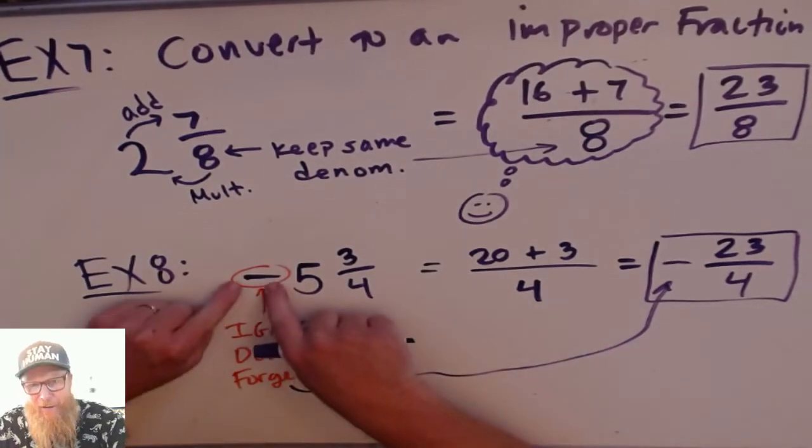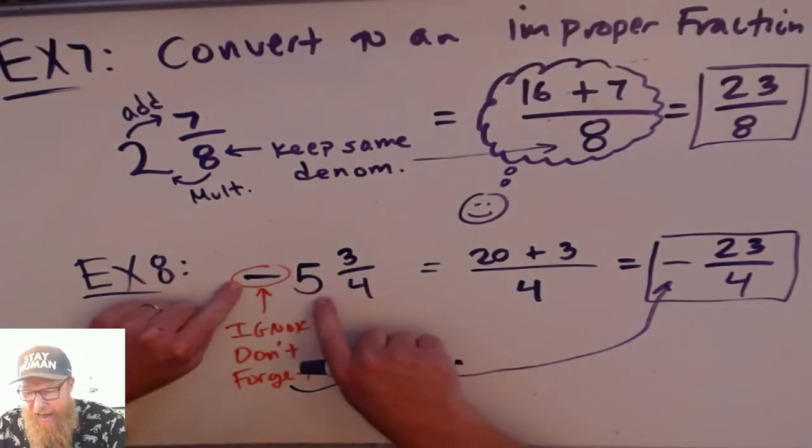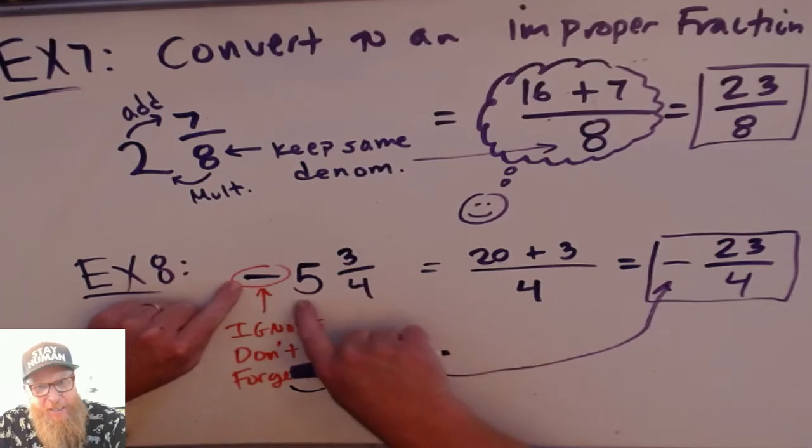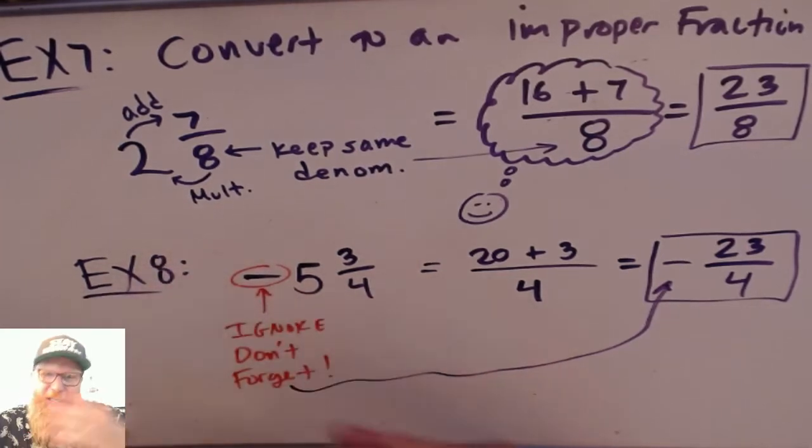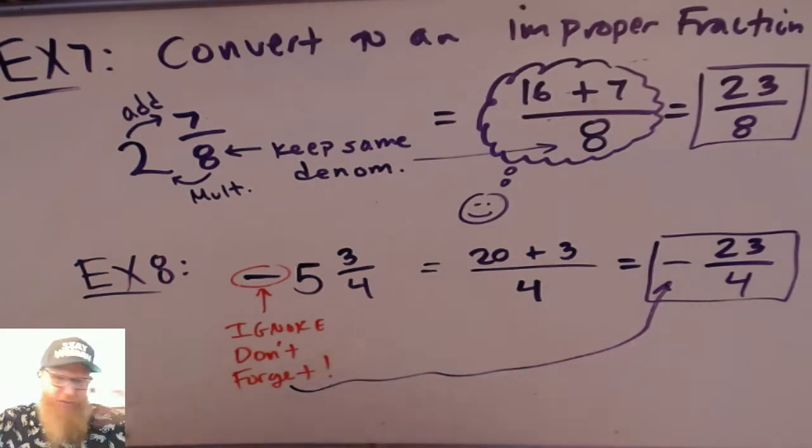It's very important that you ignore it, because if you go 4 times negative 5, if you include the negative, you're going to get negative 20, and then it's going to screw everything all up.